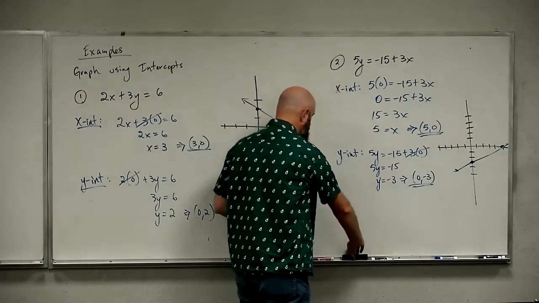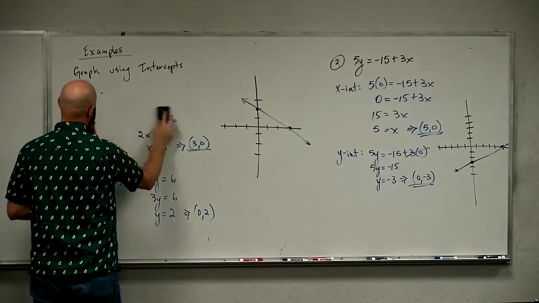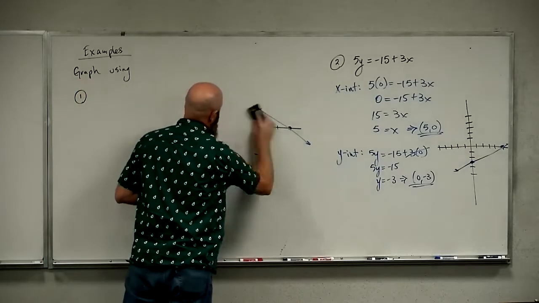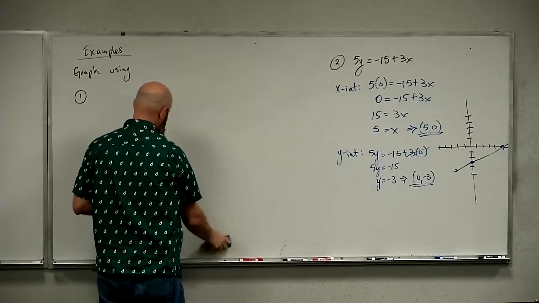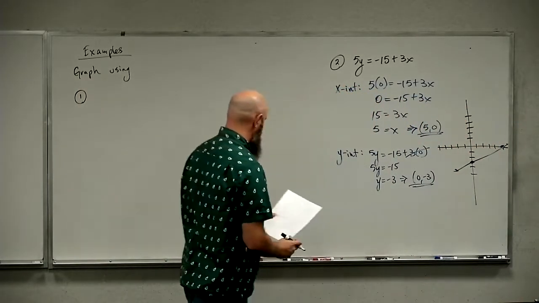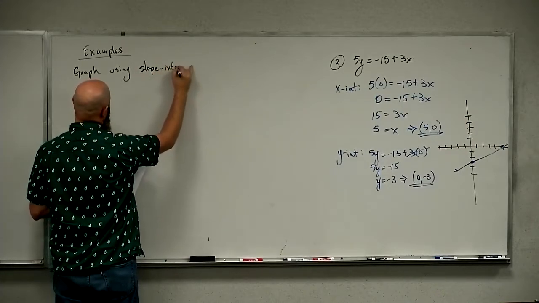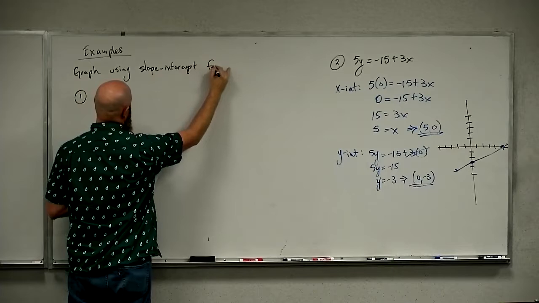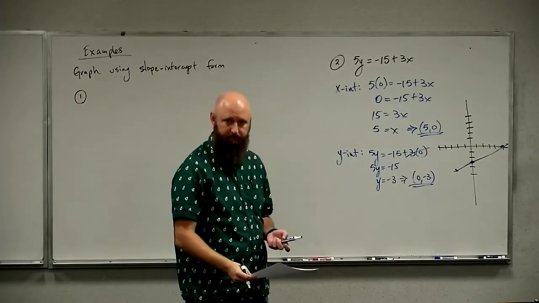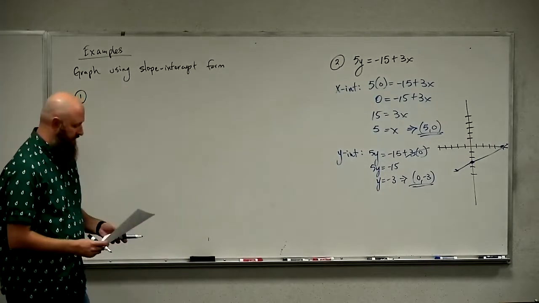All right. All right, let's look at some others. Another style here. All right, so the next one is going to say graph using slope-intercept form. Now remember, slope-intercept is that y equals mx plus b. And so that's the form we need it to be in. We're going to see how to use that, okay?